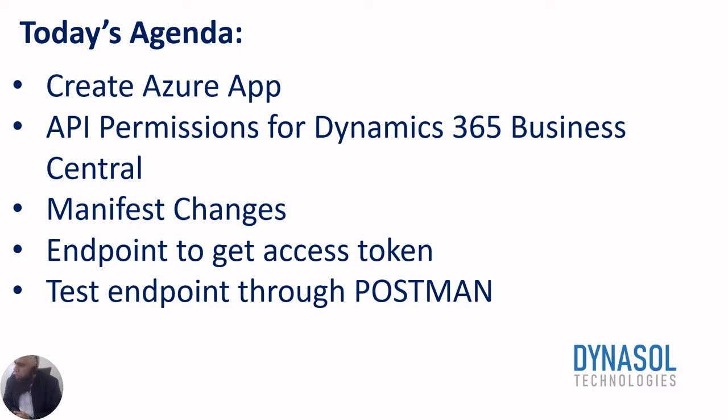Today's video agenda is we will see how we can create an Azure app and then give the API permission for Dynamics 365 Business Central. There will be little changes in the manifest file, which is JSON based, and what is the endpoint to access the token, and then we will try to test through Postman. So let's see how we can achieve this.